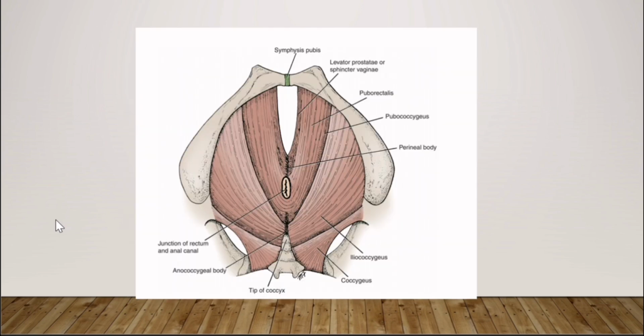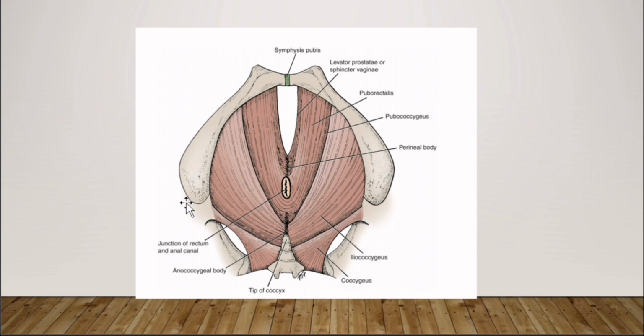Then the floor is formed from a big muscle which you call the pelvic diaphragm. The pelvic diaphragm is formed from two muscle groups, the levator ani group of muscles and the coccygeus muscle. The levator ani group of muscles is composed of five muscles. Then the coccygeus muscle is not part of the levator ani group of muscles.